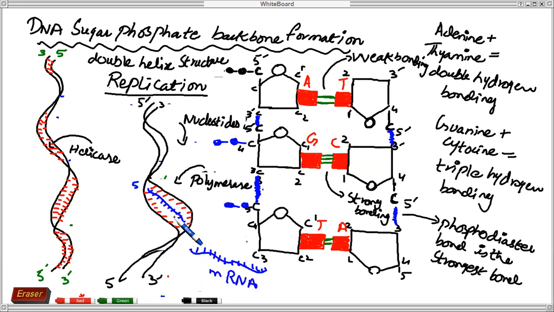Same is the case with the transfer RNA. It is formed in the same way. When it gets out, it gets folded.